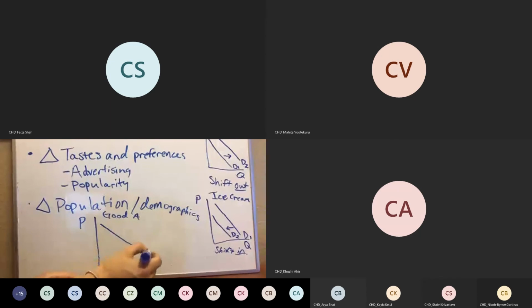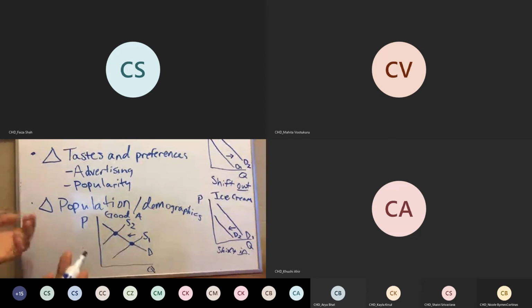if it becomes harder to get, that's a supply shift. Okay, right? It's harder to make it. So we're going to draw this. S1 to S2, supply shifts in, right? This is showing it's harder to make this good than before, okay? And so the price of the good goes up, right? Which makes sense, right? If it's harder to make it, the price is going to go up, okay?